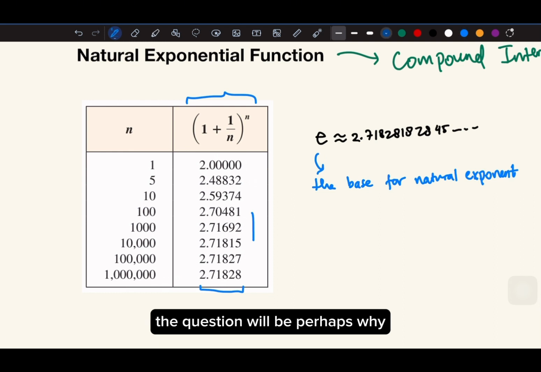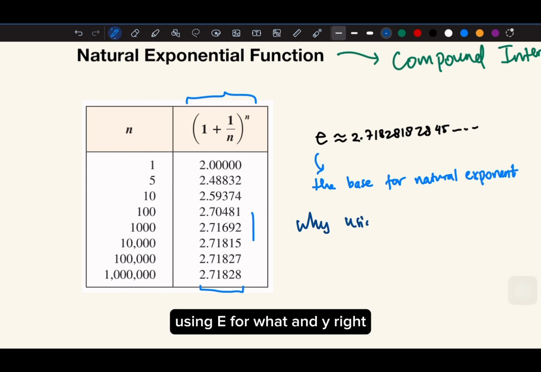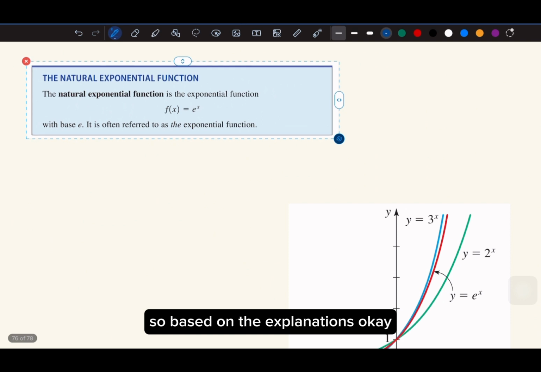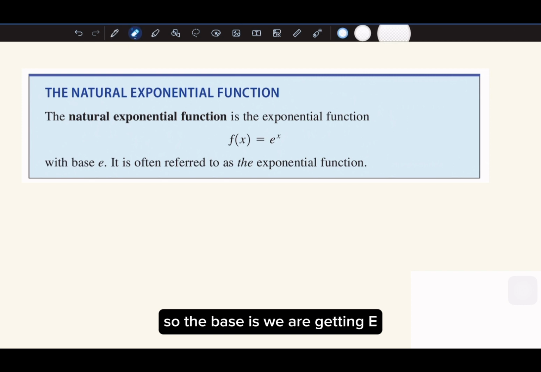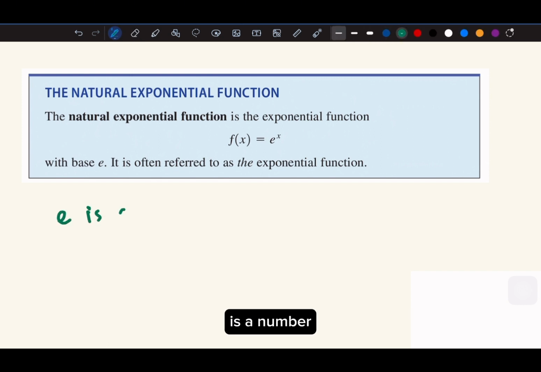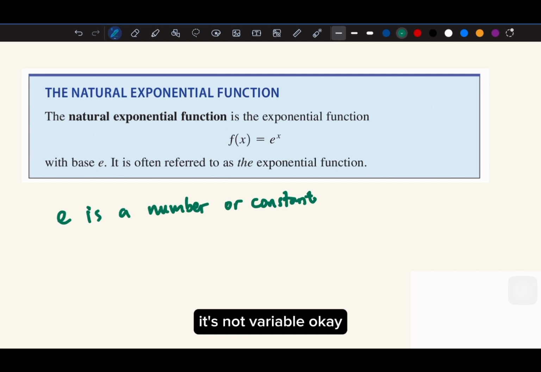The question will be perhaps why use e, for what and why, right? So based on the explanations, let me write here. The natural exponent function we can write as e to the power of x. So the base is e. Again, here I would like to emphasize that e is a number or constant. So it's not a variable.